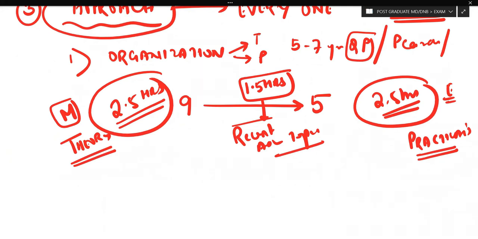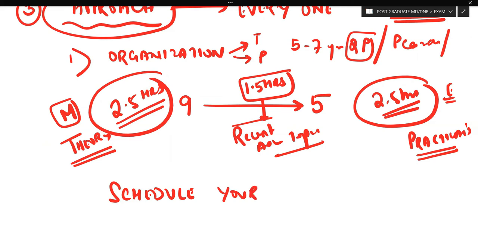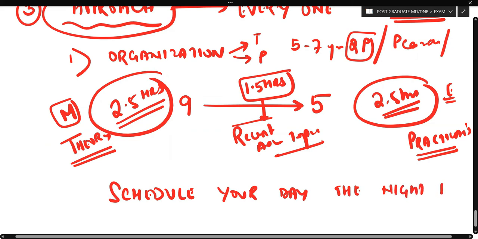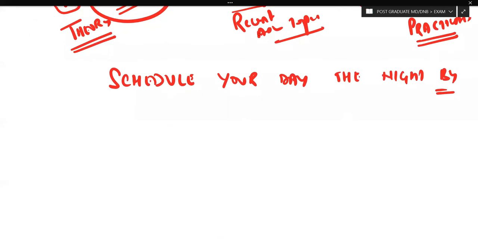Now, a very important thing that I will tell you right now under organization is that you should schedule your day the night before. What is the meaning of that? You want to plan out your day tomorrow, so the planning of tomorrow should be done one day before. Not that you have to write down everything. No, just a basic planning in your head.